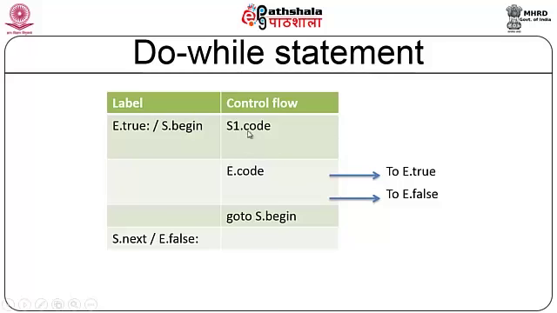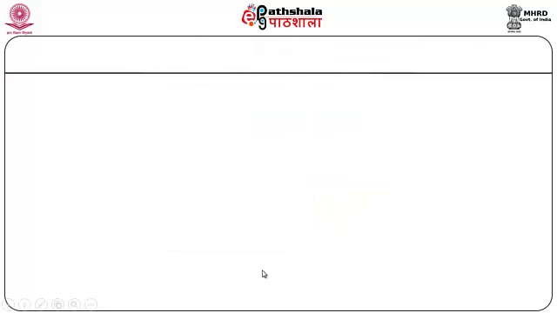So what happens is, first this code of S1 will be run, and S1's next will be E dot begin, the expression's begin, and then I will evaluate the E dot code, which could evaluate to true or false. Now the true will go back to this begin, and false will be going to S dot next. So this should be incorporated into your syntax directed definition.